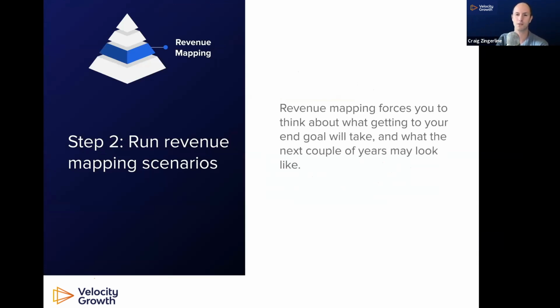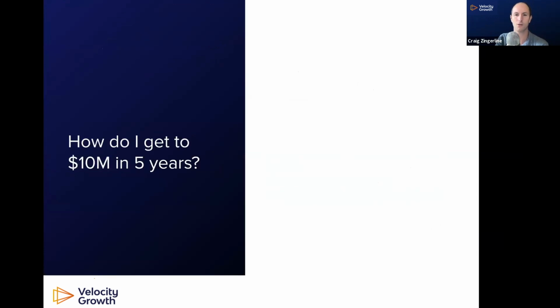Now what we want to do is say, okay, great. I mean, 10 million in 5 years. What do we actually need to do this year? What do we need to do next year? How do I get to that 10 million in 5 years?